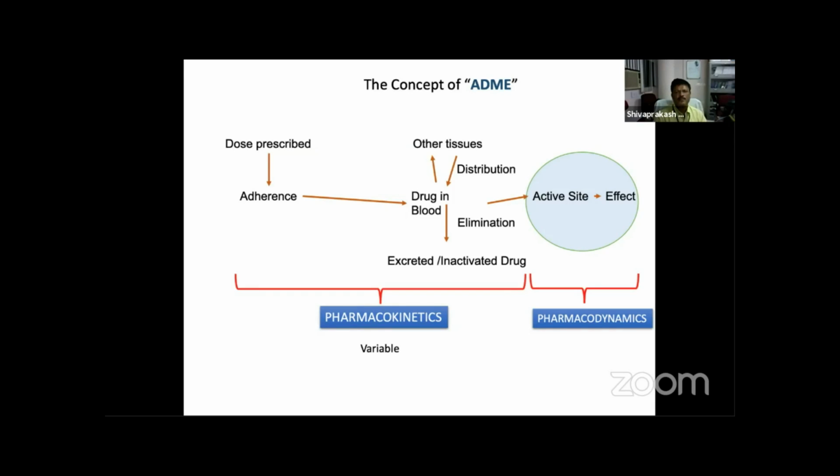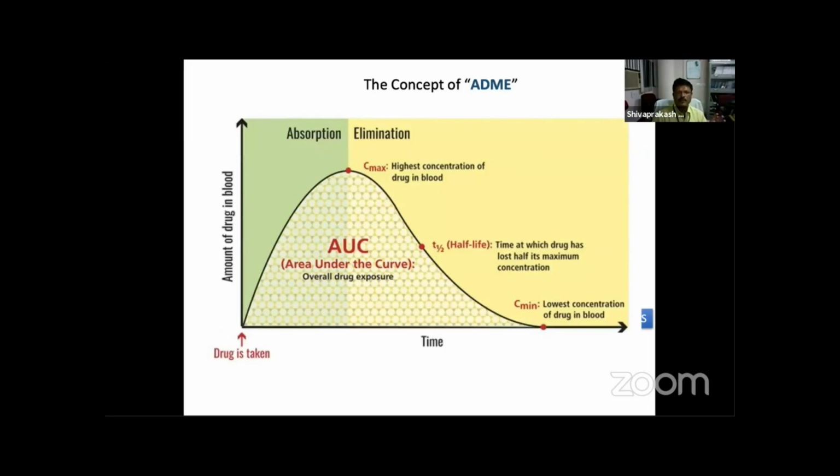ADME is absorption, distribution, metabolism, and excretion. This is the basic principle. The concept is that when you give any prescribed drug, there is adherence, and then it goes into the blood and distributes into the different tissues, including the site where it is required, and then it is excreted. All this function is called pharmacokinetics, and this is definitely variable. Pharmacodynamics is where we look for a response, at the site where we expect it, whether the effect is there or not. That is the study called pharmacodynamics, and I will not go into that.